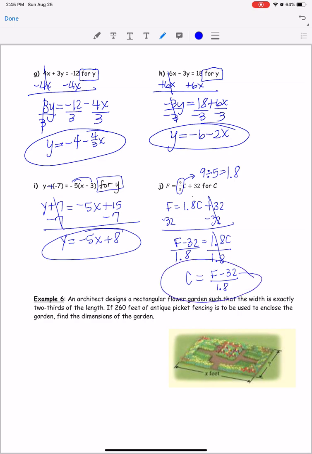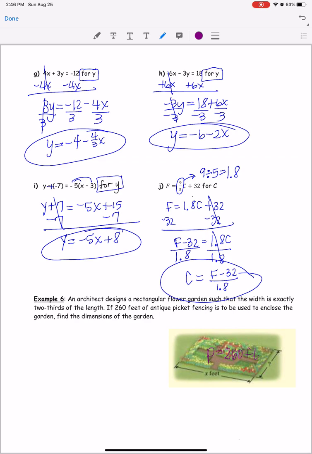All right, and then lastly, you will see one of these on your My Math Lab homework, and so that's why I've included this one on here. It says an architect designs a rectangular flower garden such that the width is exactly 2/3 the length. If 260 feet of antique picket fencing is used to enclose the garden, find the dimensions of the garden. So because we're talking about fencing here, that's talking about this outside portion, that is perimeter. So it's wanting you to know that the perimeter is 260 feet.